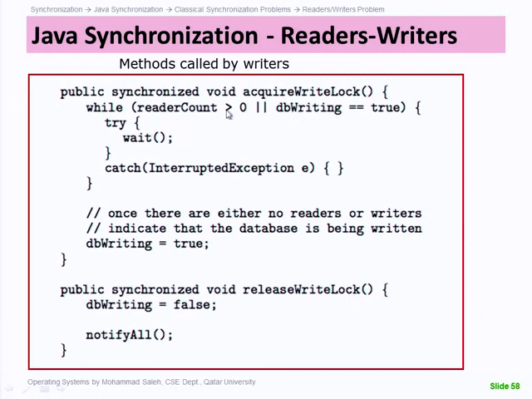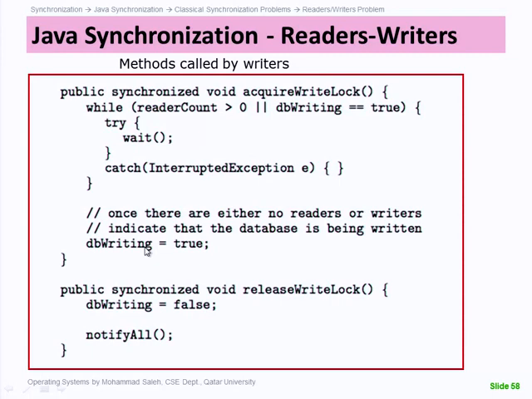The writer says, while reader count is greater than 0, there is at least one active reader, or there is an active writer, which means DB writing equals true. If any one of these conditions is true, then the writer who's trying to obtain the lock will be blocked. Otherwise, it will be granted the lock. So if we are here, it means no active writers and no active readers. And in this case, the DB writing becomes true.